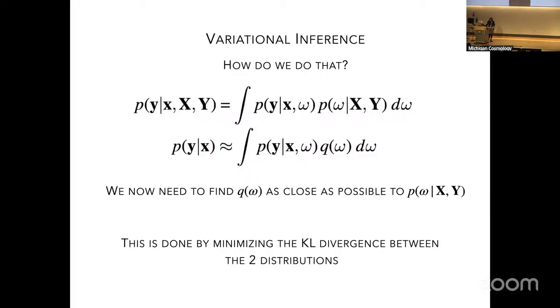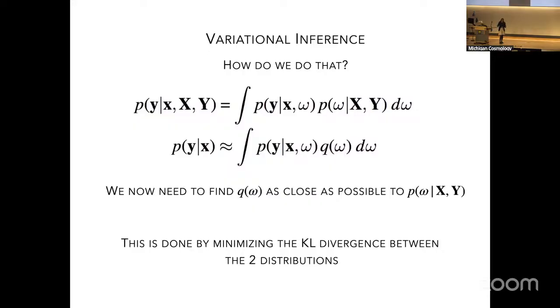So basically, this is the true thing that we want to do. But if we manage to replace this guy by this Q distribution, then we can just do the marginalization using the Q distribution and never have to touch the P distribution. So then the question is, how do you find a Q that's as close as possible to the P? And this is done by minimizing the KL divergence between the two distributions.